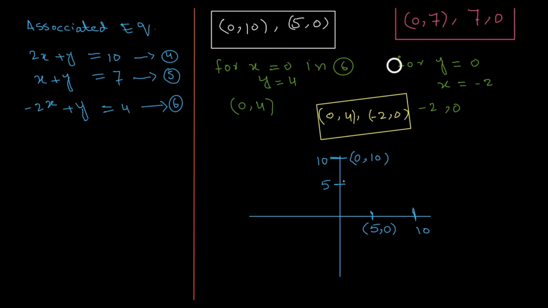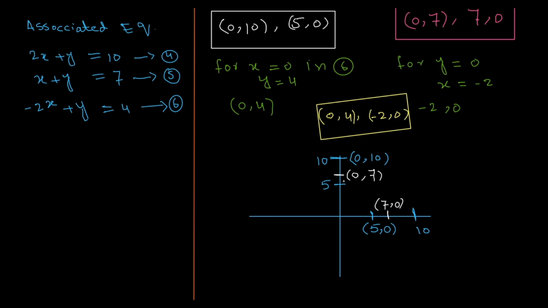So now we want these 2 points (0, 7) and (7, 0). It means that 7 will be over here approximately. So this is our point which is (0, 7), and (7, 0) will be approximately this one point. This is 5 comma 0 and this is of course (7, 0).